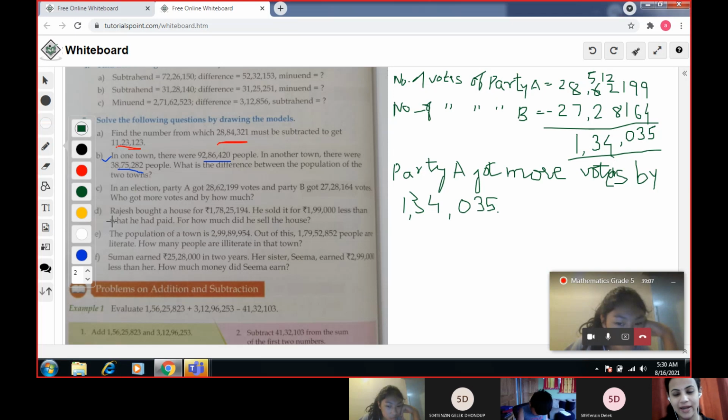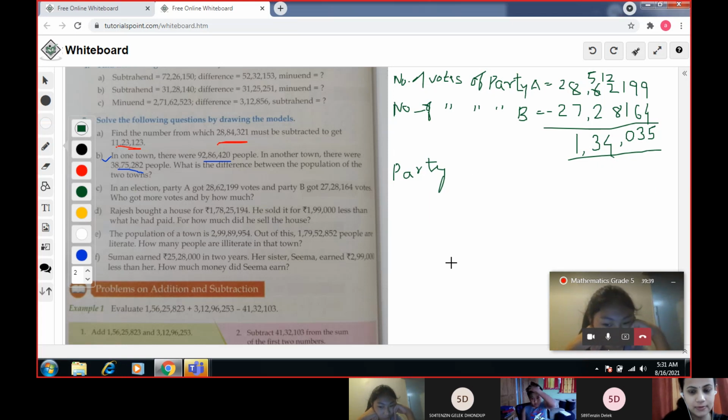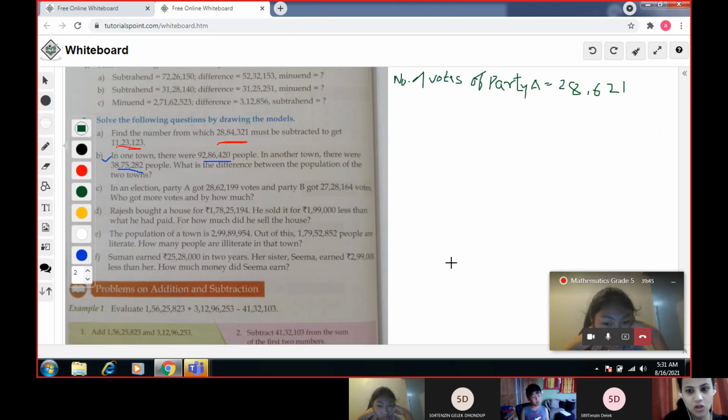He has sold it 1,99,000 less than what he had paid. So we have to find for how much he sold it, the selling price. This is the actual price, and when we subtract this from the actual price, we will find the selling price, because he has sold it 1,99,000 less than the cost price. So first tell me, do you understand the meaning of the question? Okay, the cost price is given.